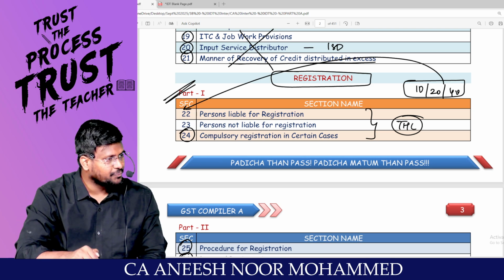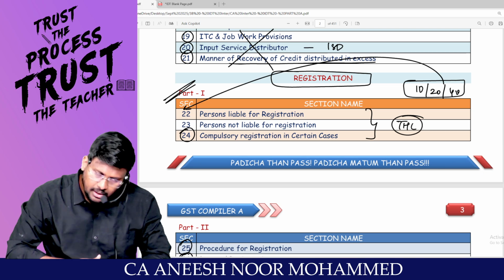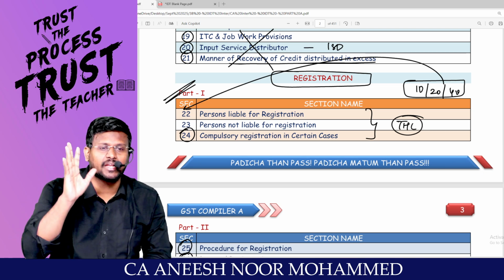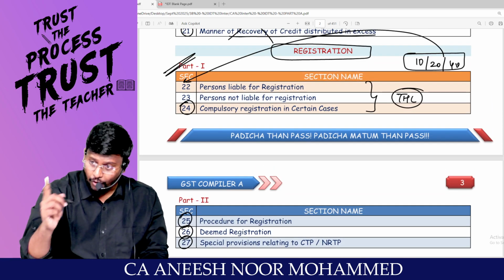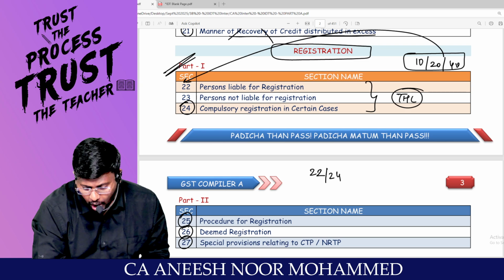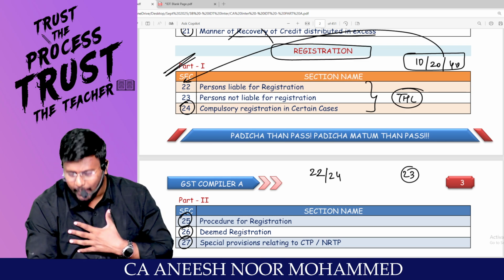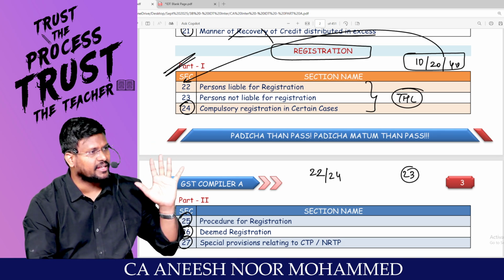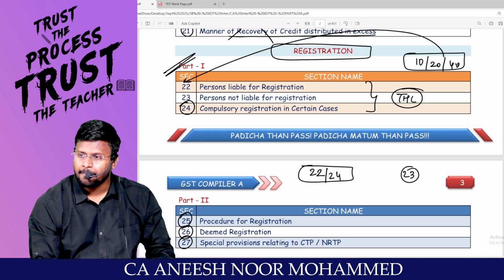Sir, without looking at the aggregate turnover, certain people have to take the registration. That is called compulsory registration, as per section 24. Okay, sir. If I fall under 22 or 24, I am liable to take the registration. If I fall under 23, I am not liable to take the registration. Correct?